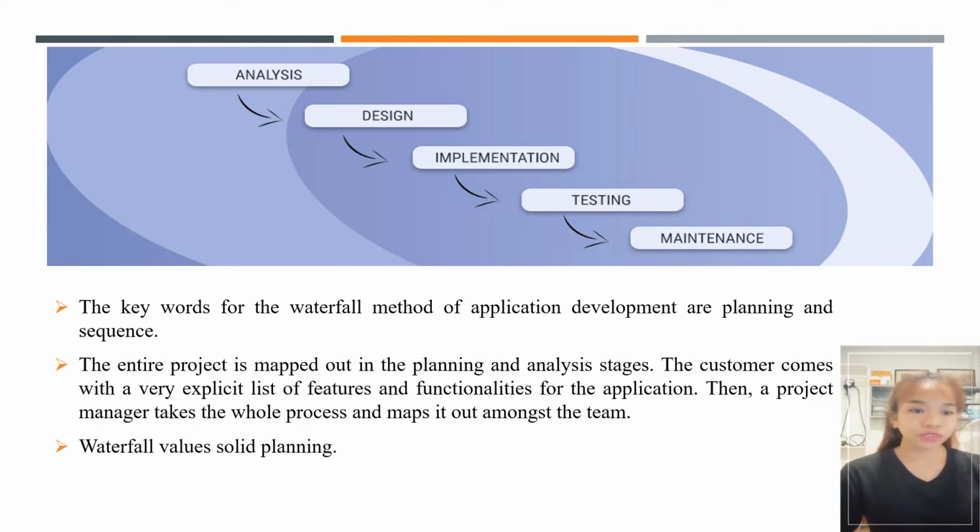The keywords for the Waterfall method of application development are planning and sequence. The entire project is mapped out in the planning and analysis stage. The customer comes with a very explicit list of features and functionalities for the application. Then a project manager takes the whole process and maps it out among the team. Waterfall values solid planning.